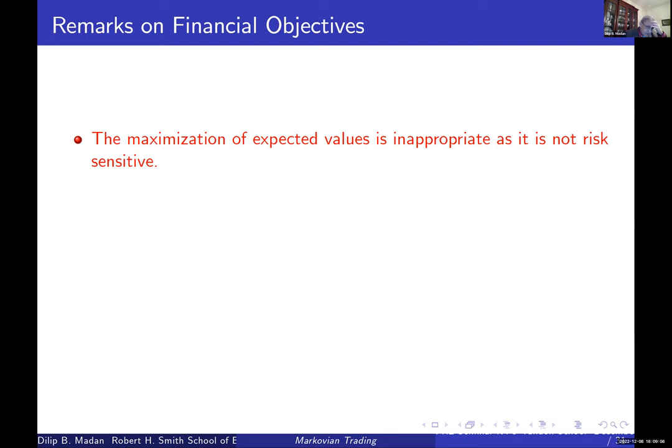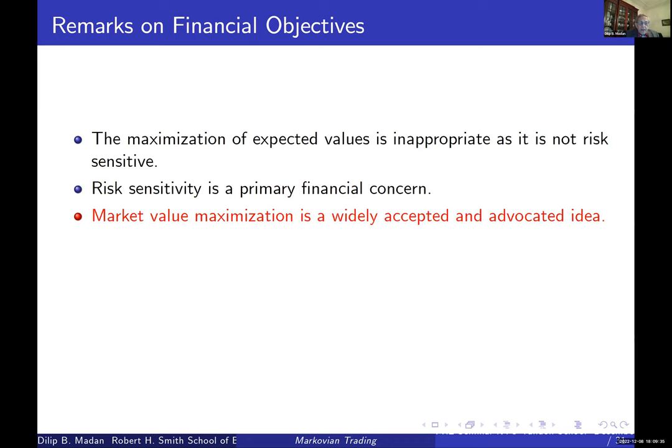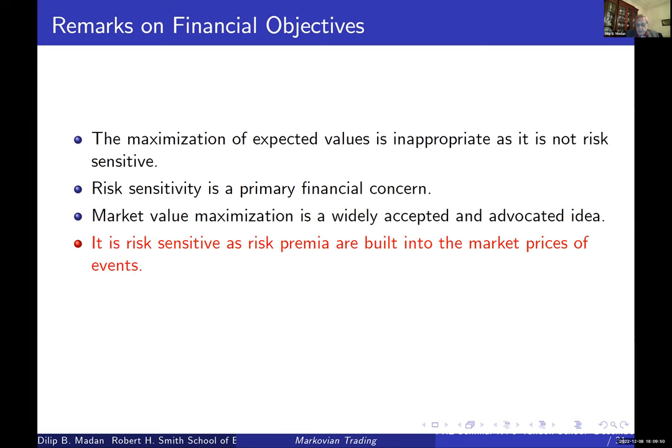To start with, we all understand that the maximization of expected value, which some people look at as maximizing total expected return of a strategy, is not really appropriate from a financial point of view, because it's not risk sensitive, and risk sensitivity is a primary financial concern. So we do want to incorporate some analysis of prices of risk in developing an objective function. An objective function that we're all educated about and have learned about over many years is market value maximization. This is a widely accepted and advocated idea. And it is not a bad idea. It is actually risk sensitive, as the market prices of events are built into the measure change that goes into constructing value. The value measure is like a risk neutral measure and it takes account of market prices of risk. So that part is good.